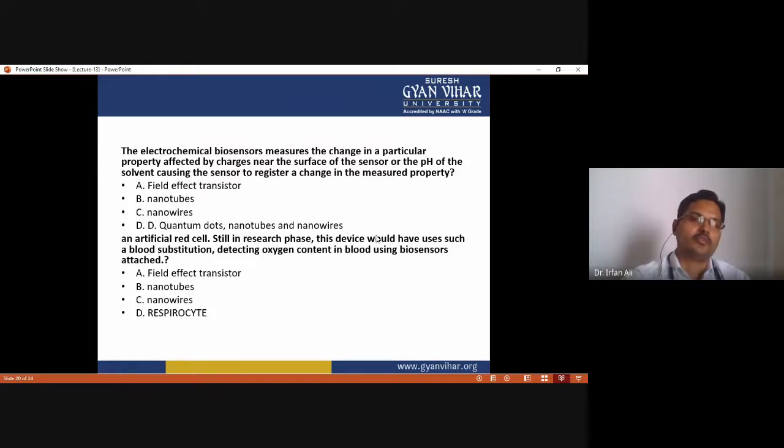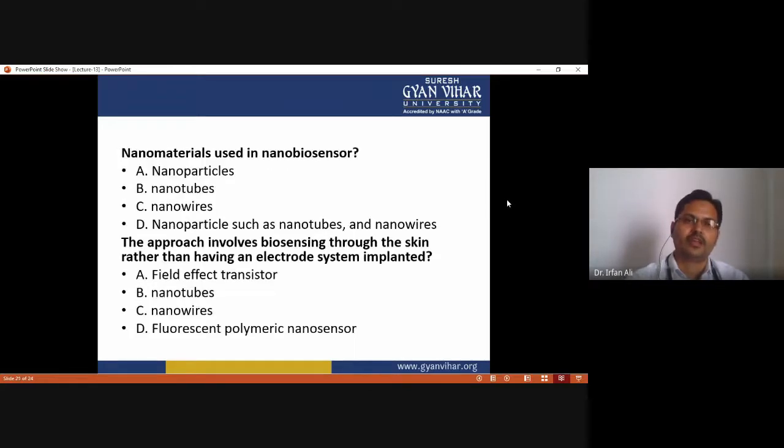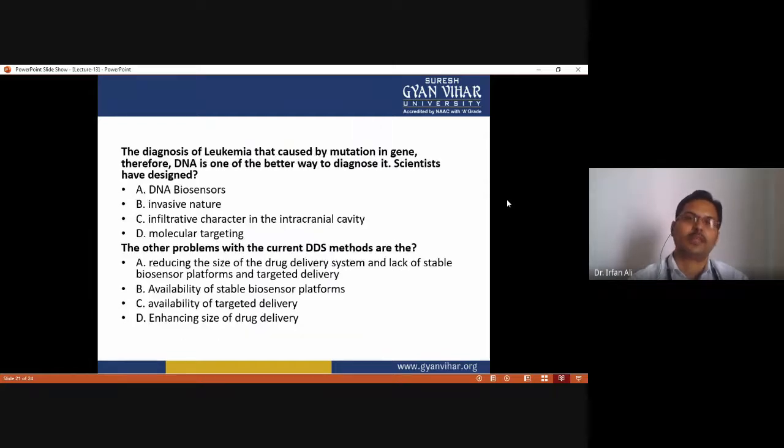Okay. So which of the following options is correct? An artificial red cell is still in the research phase, and this device would be used as a blood substitute, detecting oxygen content in the blood using a biosensor. And the approach involved biosensing through the skin rather than having an electrode system implanted. And the diagnosis of leukemia, which is caused by mutation in a gene. Therefore, DNA is one of the better ways to diagnose it.